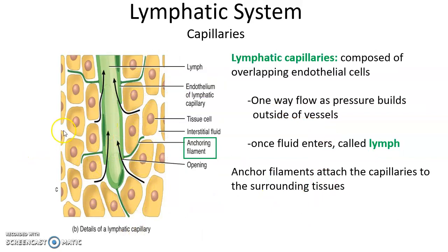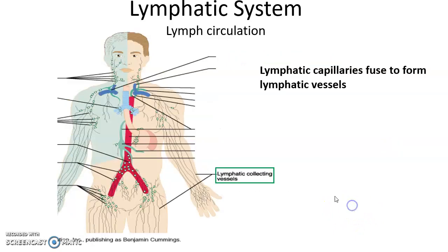As the fluid pressure builds up in our tissues, it will then push on the lymphatic capillaries, opening little spaces between cells, allowing the interstitial fluid to enter the lymphatic capillaries. Once the fluid is in the lymphatic capillaries, it is now called lymph. And then, of course, there are these proteins that help to anchor the lymphatic capillaries in place so they don't get pushed around by the pressures.